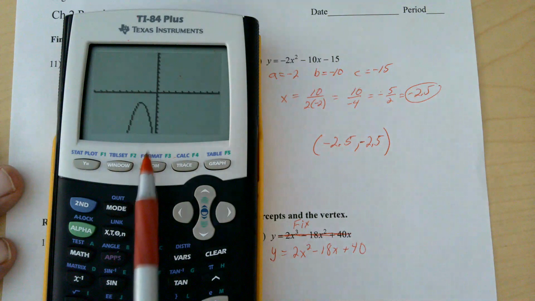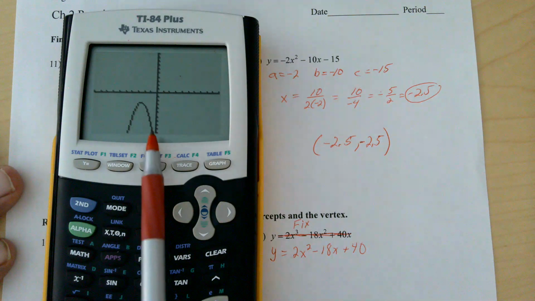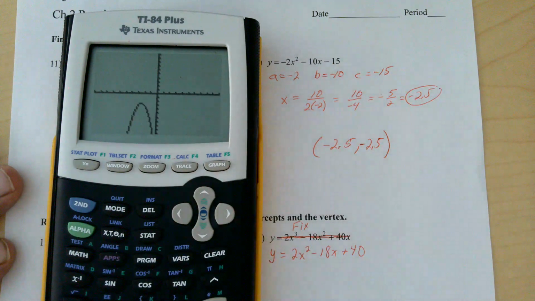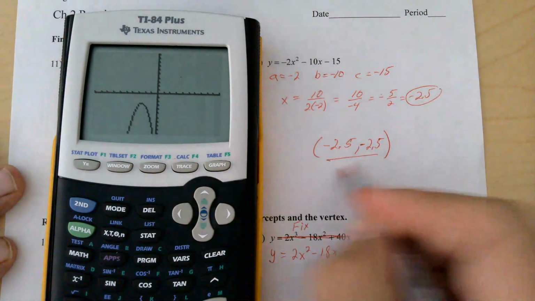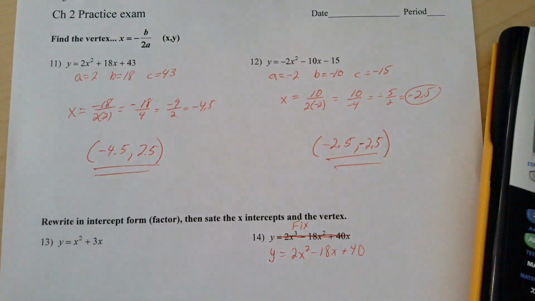Okay, and like I said, if you could extend this, it's going to cross the y-axis down here at -15, as your y-intercept. But the main thing is, can you look at a problem in standard form and find the vertex? That's what I want you to be able to do.